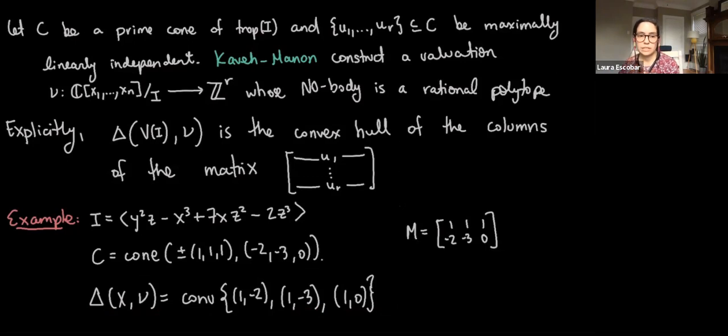Okay, so whenever we're able to compute tropicalizations, this theory of Kaveh and Manon gives us very, very concrete and computational tools to compute large families of Newton-Okounkov bodies of varieties.